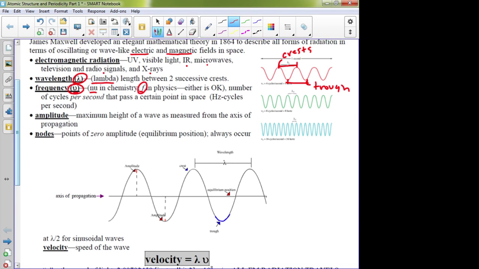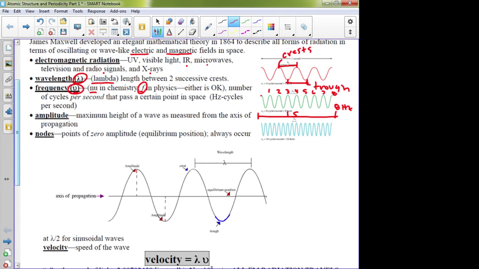Frequency is the number of cycles per second that pass a certain point in space. So let's say that from here to here, this all happened in 1 second. What's the frequency of that? Since I started on top here, I would count 1, 2, 3, 4, 5, 6, 7, 8. So this has a frequency of 8 hertz. And that's how we do frequency.